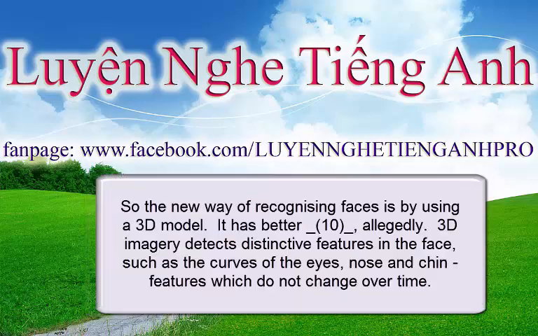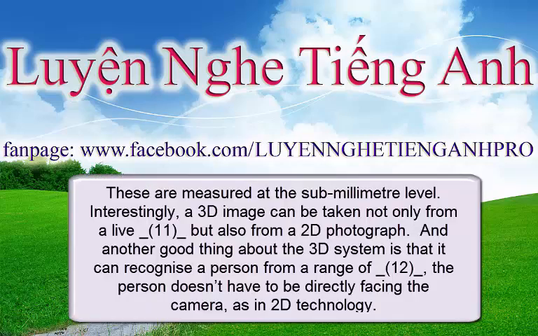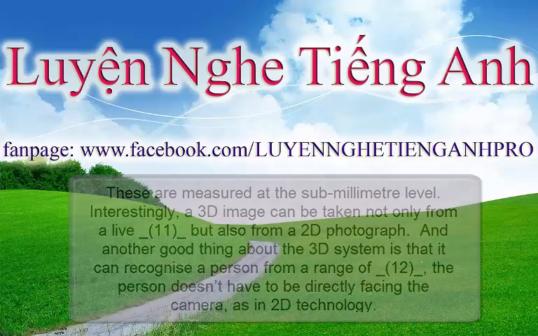So the new way of recognizing faces is by using a 3D model. It has better accuracy allegedly. 3D imagery detects distinctive features in the face such as the curves of the eyes, nose, and chin, features which do not change over time. These are measured at the sub-millimeter level. Interestingly, a 3D image can be taken not only from a live scan but also from a 2D photograph. And another good thing about the 3D system is that it can recognize a person from a range of angles. The person doesn't have to be directly facing the camera as in 2D technology.